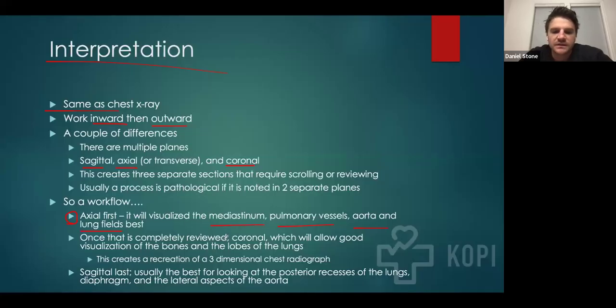You can see certain things like the lobes of the lungs better on the coronal view. You can also probably see the diaphragm a little bit better on the sagittal view, and you can see some of the aorta a little bit better when you take it sagittally, but it is better to start with the axial plane.